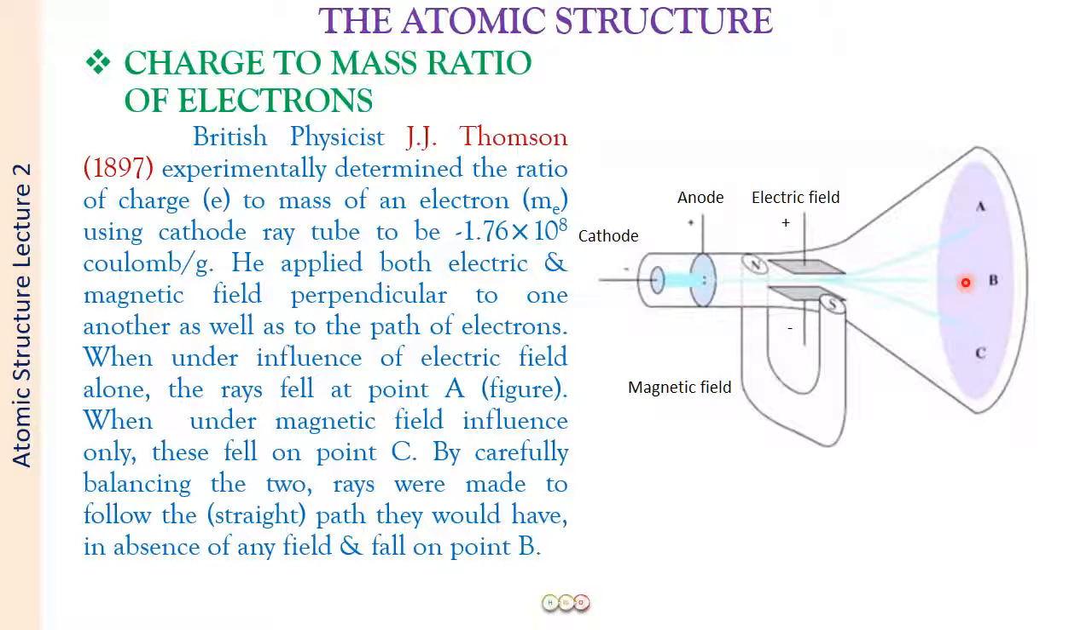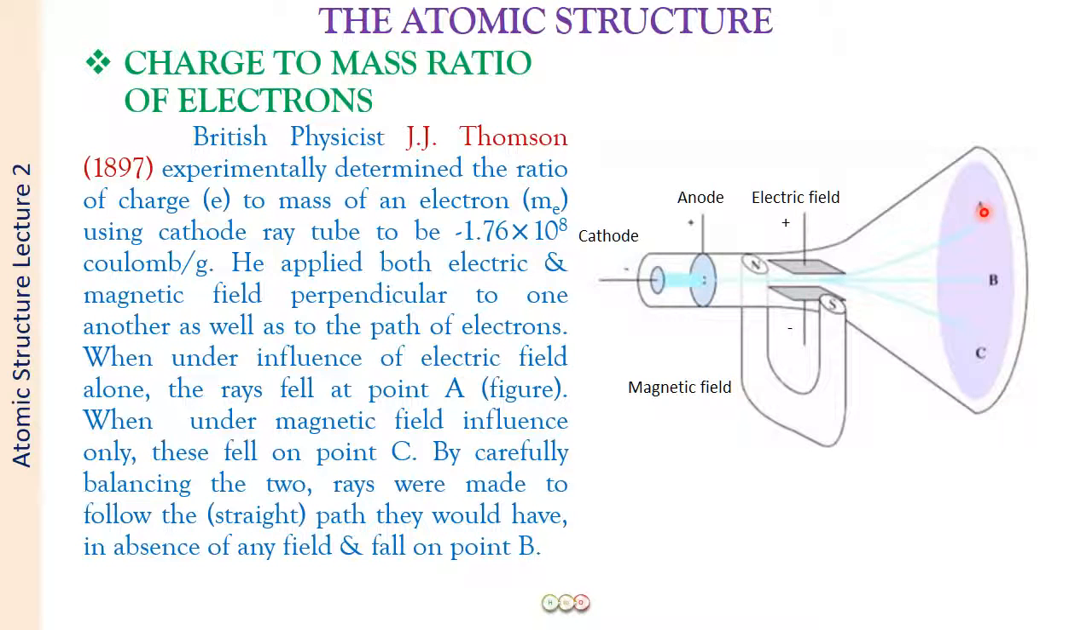And in the absence of any field, this beam of electrons passes through the hole and strikes at a point straight in line with this hole, say the point B. And under the influence of the electric field, there is bending of this beam towards the positive charge plate, and it strikes at a point, say A.